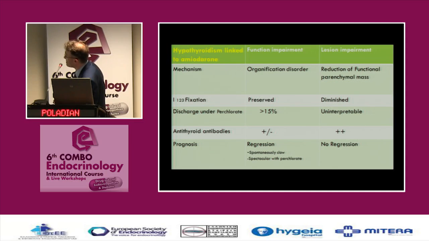So, the hyperthyroidism linked to amiodarone. This is the mechanism: an organification disorder, a reduction of functional parenchymal mass. So this is the differential diagnosis between the two, if you want to keep it in mind. Whenever we have the antithyroid antibodies, it's a must to do. We have it plus minus, and then we have it 2+. The prognosis is regression, while in lesion impairment, we have no regression at all.